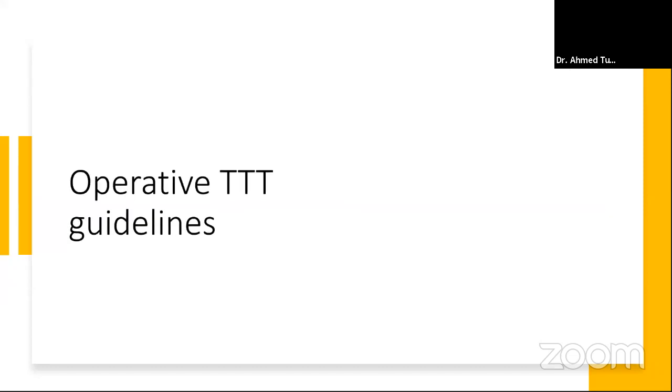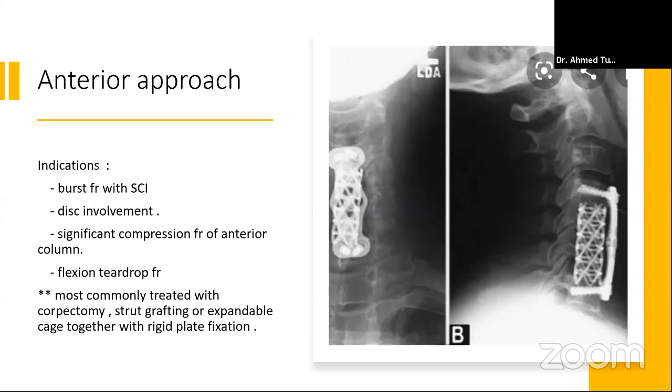Regarding the guidelines of operative treatment, we have anterior approach and posterior approach. The indications for anterior approach are burst fracture with a spinal cord injury, disc involvement, significant compression of the anterior column, and flexion teardrop fracture. This can be treated most commonly with corpectomy, strut grafting, or expandable cage together with rigid plate fixation.